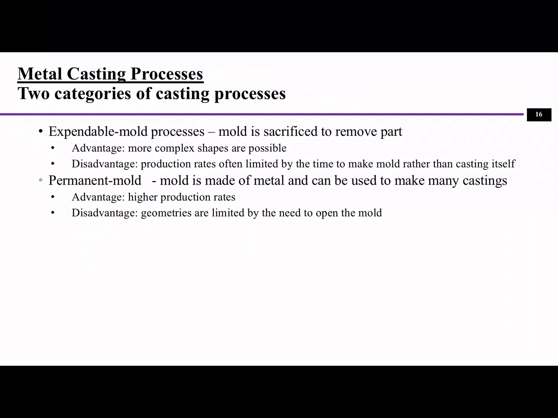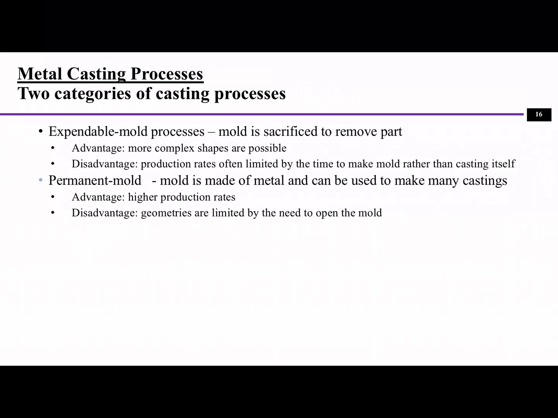Now let's look at two major categories of casting processes. One is the expendable mold process, and the other one is the permanent mold. Expendable mold means we create the mold, and then after it's cast, the mold is gone, right, or removed, or we are not using the mold anymore, or it is just destroyed. While the permanent mold usually is made of metal or some other really hard materials, and we can reuse it. So the next part we're also going to reuse it. So those are two major differences.